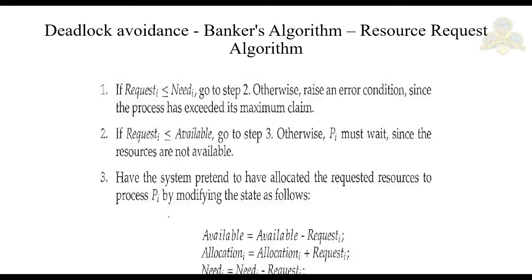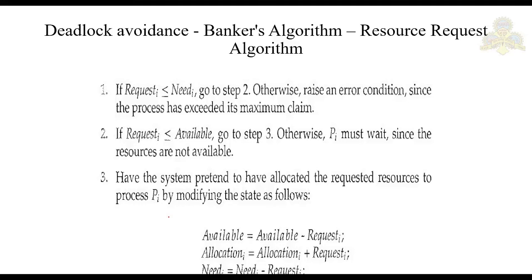In step 3, first we will calculate the available resources. The new Available is the currently available resources minus the request your process has made. Then you calculate the allocation. The allocation of that particular process is the previously allocated resources plus the new request it has made. This addition becomes your allocation.